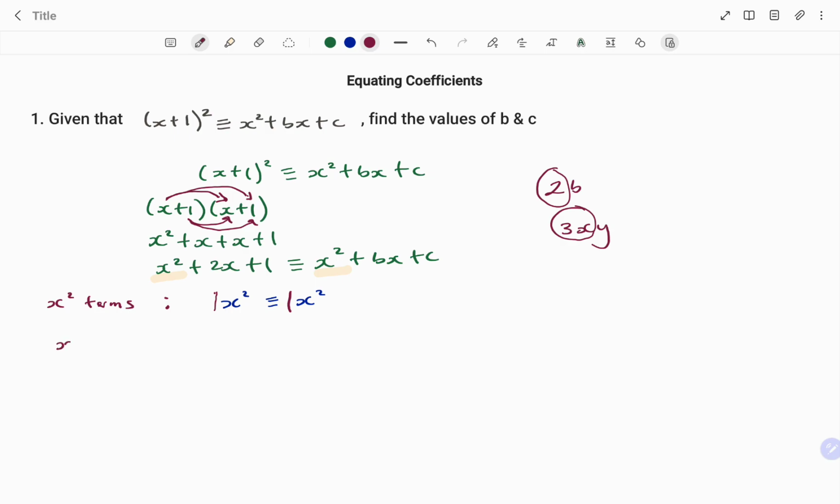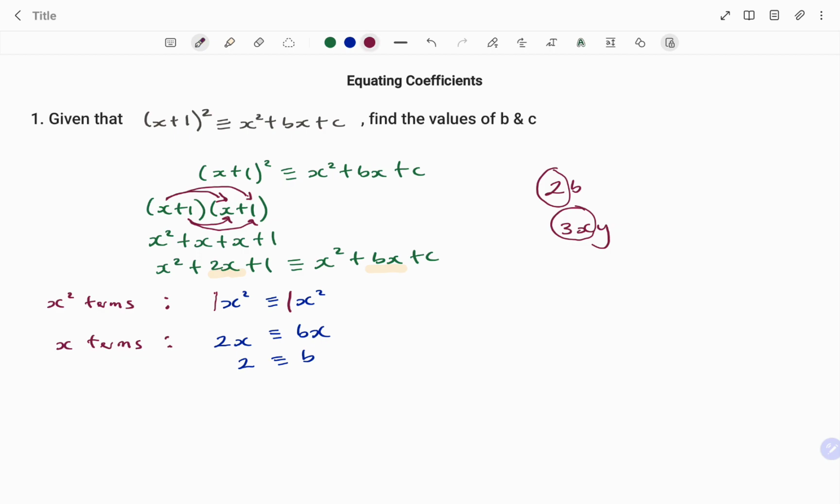We have terms in x. On the left-hand side we have 2x, and on the right-hand side we have bx. So we have 2x equivalent to bx. Writing out the coefficient, all the terms or numbers associated with x, we have 2 is equivalent to b. So what that means is the value of b is 2.